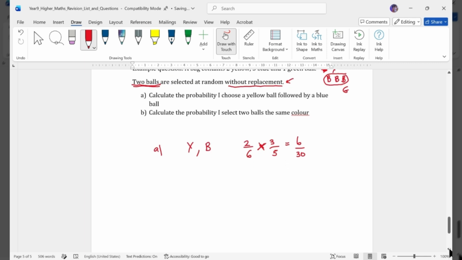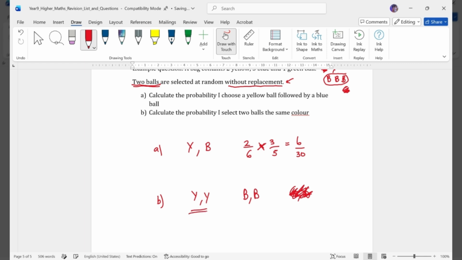Calculate the probability I take 2 balls the same color. Right, now there's 2 probabilities here. I could get a yellow with a yellow, or I could get a blue followed by a blue. Could I get a green followed by a green? No, because there's only 1 green, and if I take that, there wouldn't be a second to take out, so that's not even an option.